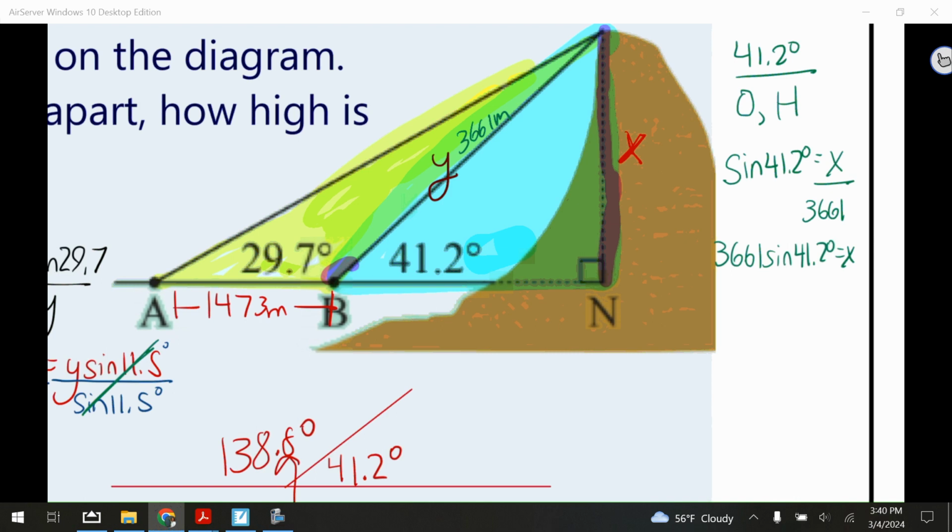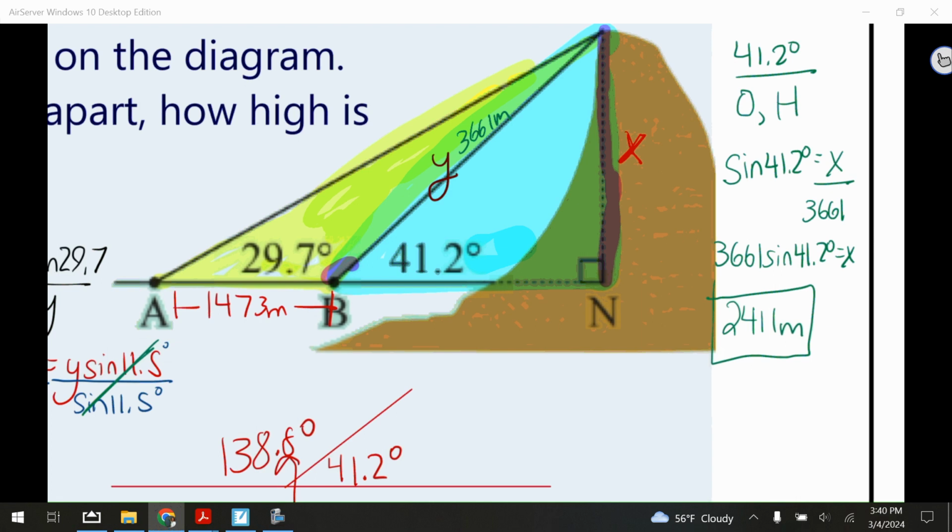So when I do that, on the right it cancels. On the left, I get 3661 sine of 41.2. And I'm just going to check, make sure I'm in degree mode, which I better have been for the previous one, or I would have gotten that one wrong. 3661 sine of 41.2 degrees. It looks like the height of the mountain is then 2,411 meters. So about 2.4 kilometers.